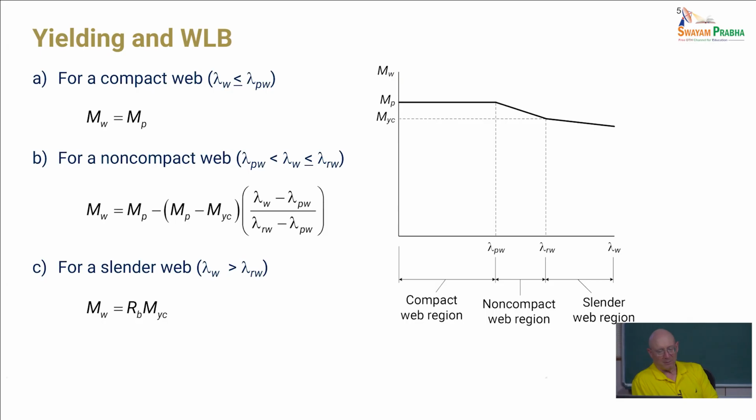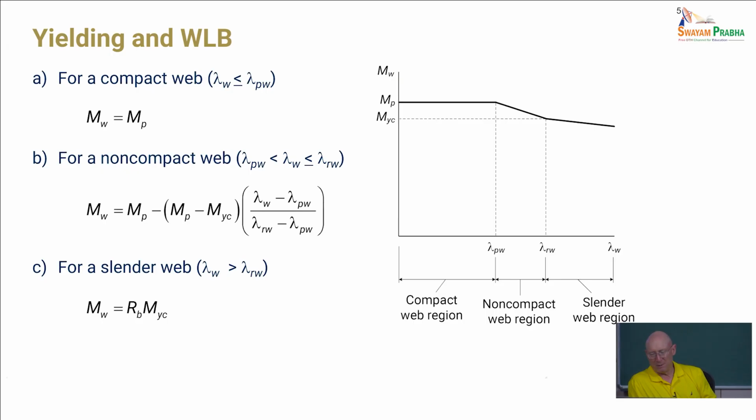So the plateau strength is referred to as M subscript W, and it's equal to MP if you have a compact web. If the web is non-compact, then there's simply a linear transition between MP and MY, between essentially a Class 2 limit for the web and essentially a Class 3 limit for the web. So Class 3 is what in AISC we would call a slender web.